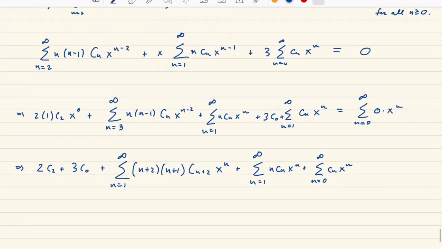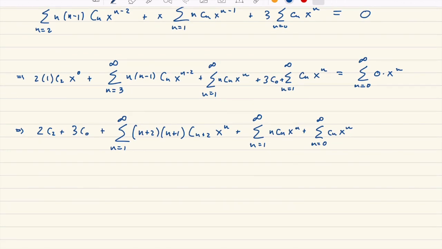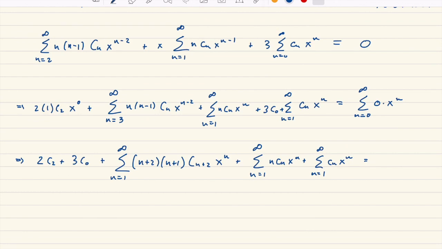Okay, and something looks wrong. Oh, there it is. So this sum should have started at 1, because we peeled off the n equals 0 term. Oh, and I know what else is wrong. We're missing a 3 here. So notice that this 3 here never officially made it inside the sum where it should have. So that should be 3c sub n and 3c sub n. Good. Okay. On the right side, we have just 0.